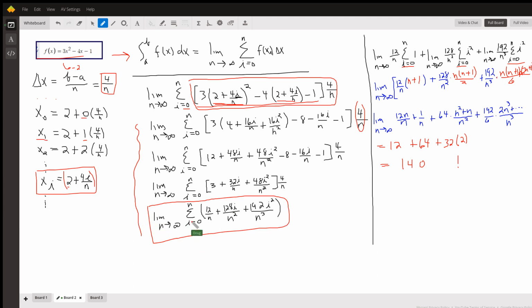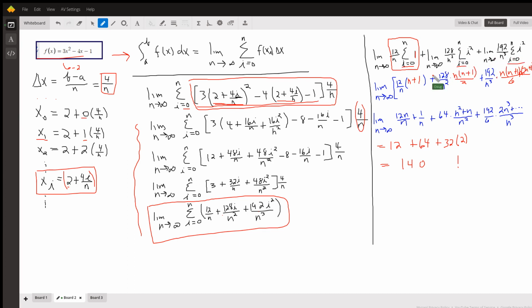So I can take the sum from i equals 0 to n of each of these individual terms. And while I'm at it, since n is just a constant, I can move the constant out front of the summation symbol. So here's the work. Here's the first term. I move the 12 over n out in front of the summation symbol. That just leaves a 1 inside the summation symbol. For the second term, 128 over n squared moves out front, sum from i equals 0 to n of i squared, and so on.